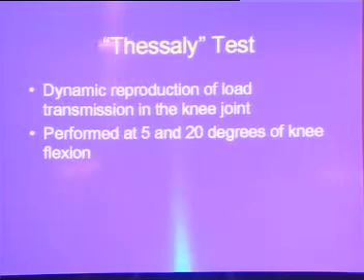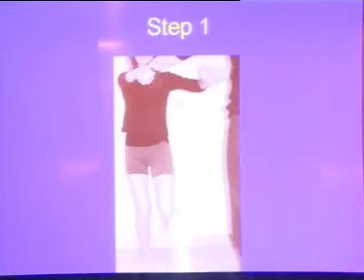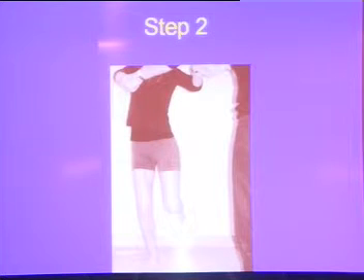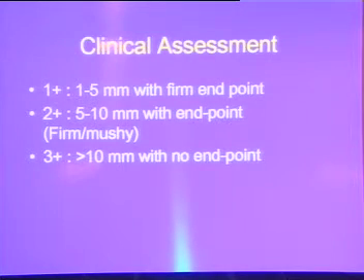This is a test which has been described recently in JBJS, and validity studies have been done. Thessaly test. It is nothing but a dynamic reproduction of the stress that we do in McMurray's. So the patient is asked to stand on one leg, normal leg first, and then the abnormal side, and then the patient is asked to turn to different sides. By assessing these, the patient will complain of pain either on the medial side or lateral side, and you can make a diagnosis.